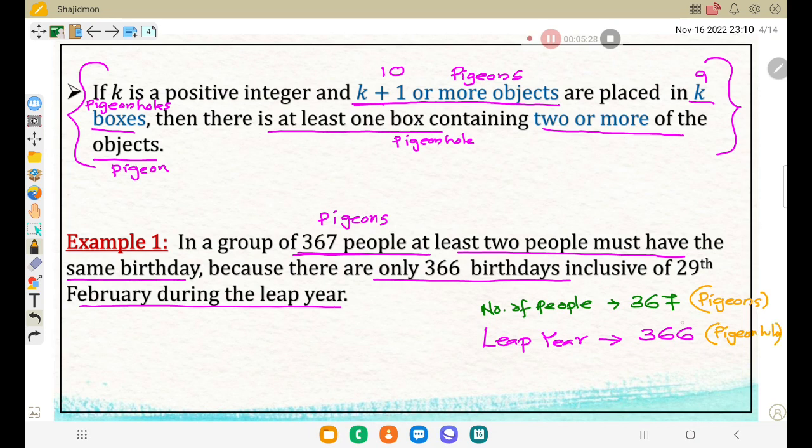So 367 and 366. People are more, but the days are less, 366. Pigeons are more, pigeonholes will be less. So what we can say is that at least two people have the same birthday, like the pigeonhole principle. That is the idea behind this question.